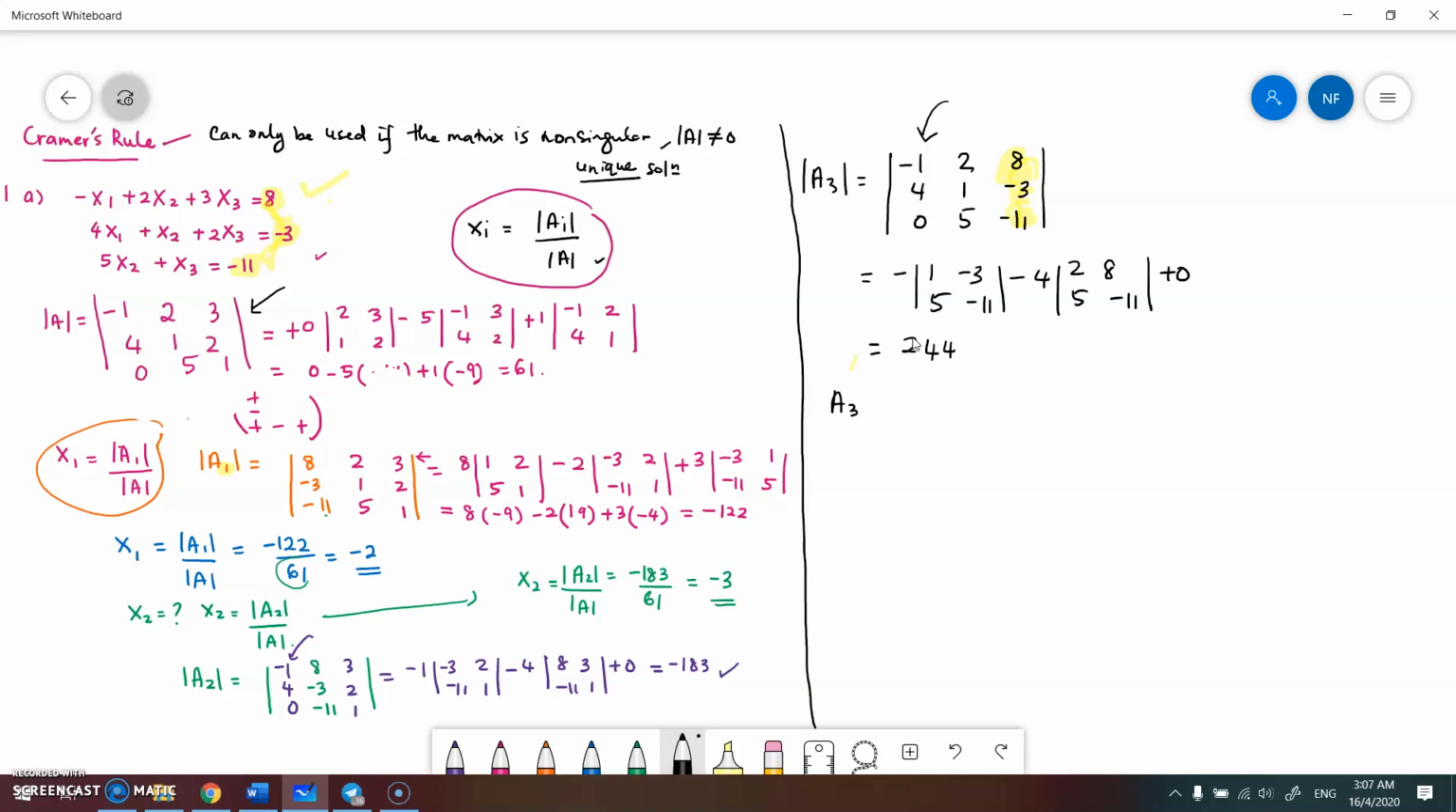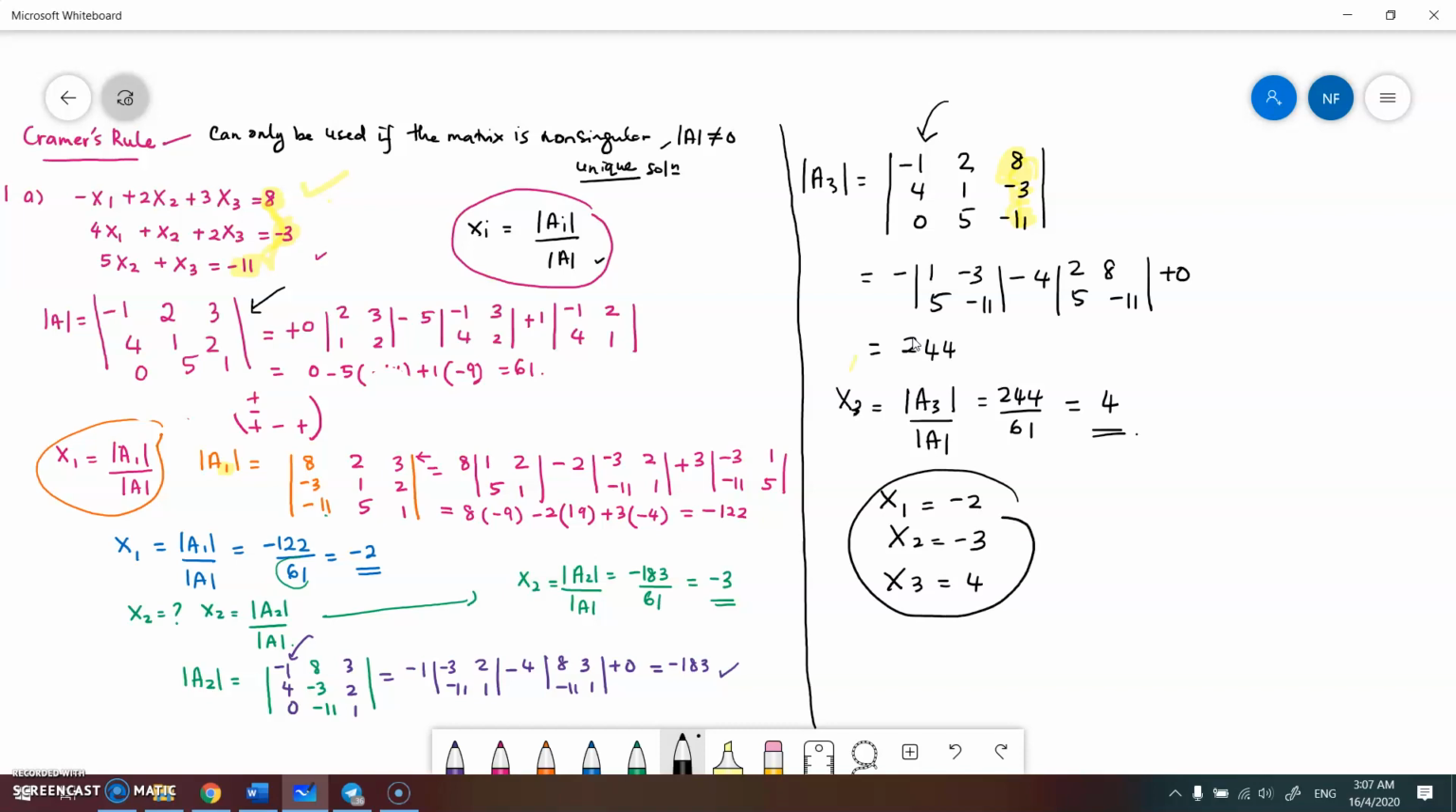So x3 is the determinant of A3 divided by the determinant of A. So 244 divided by 61. So your answer is 4. So x1 is equal to negative 2, x2 is equal to negative 3, and x3 is equal to 4. So you have solved the system of linear equations.